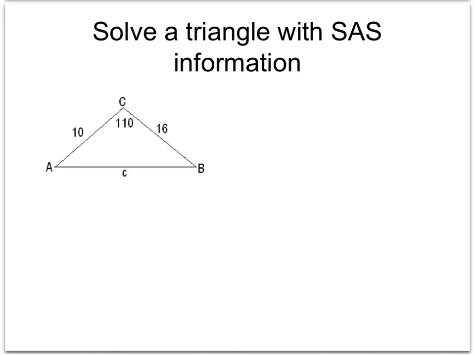Solving a triangle means finding everything that's missing. So in this triangle, we're going to find side C and angles A and B. Starting with side C, we're going to use our formula c squared equals a squared plus b squared minus 2ab cosine c. We have A, which is 16, B, which is 10. So we're going to plug those in.